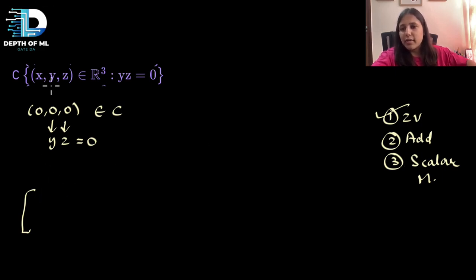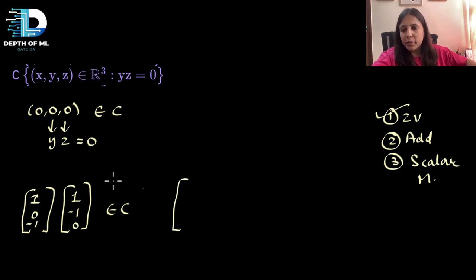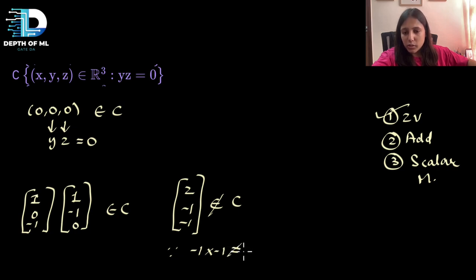So let me say that I have a vector like this, 1, 0, minus 1, and here y into z is equal to 0. Here let me say this is the vector, minus 1, 1, 0. Okay, these are my two vectors. You can check that they actually belong to C. Now I'll add them up. So 1 plus 1 is 2. Now 0 minus 1 is minus 1, and minus 1 plus 0 is minus 1. Now this does not belong to C, since minus 1 into minus 1 is not equal to 0, right? Therefore this is not closed under addition.